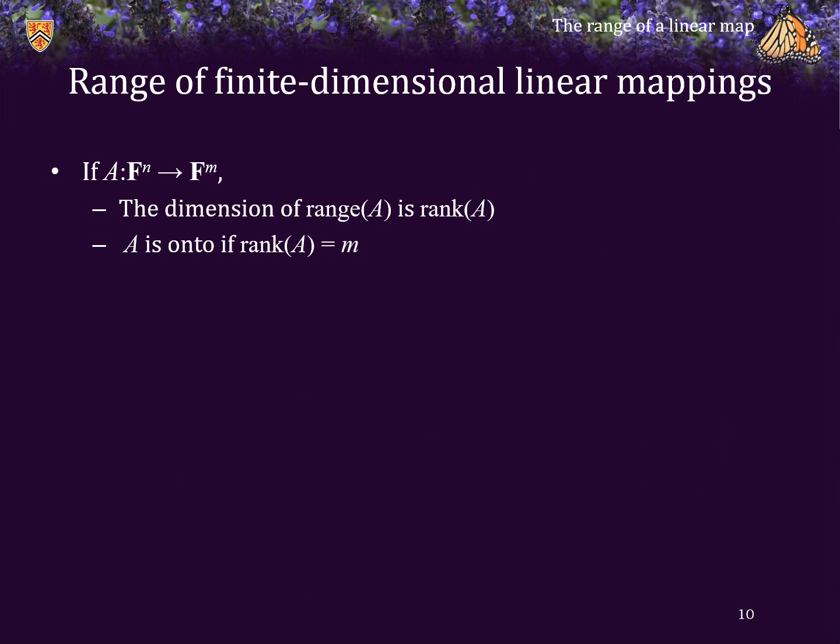Also, for finite dimensional vector spaces, the dimension of the range of A is always equal to the rank of A. And A is onto if and only if the rank of A is equal to m.